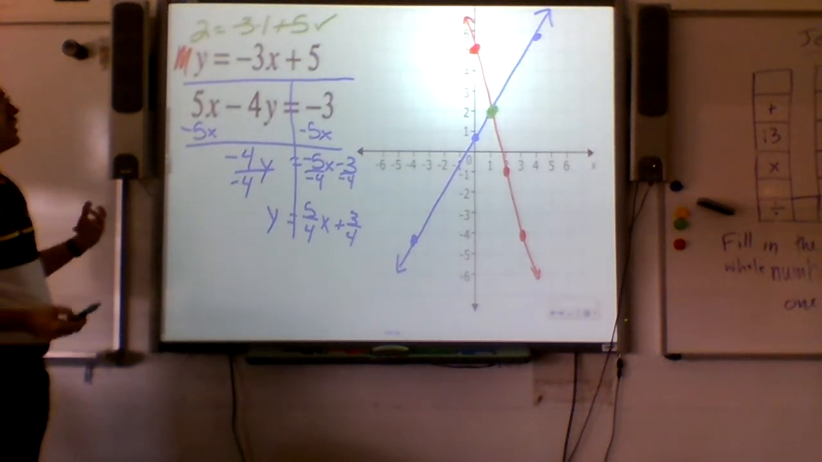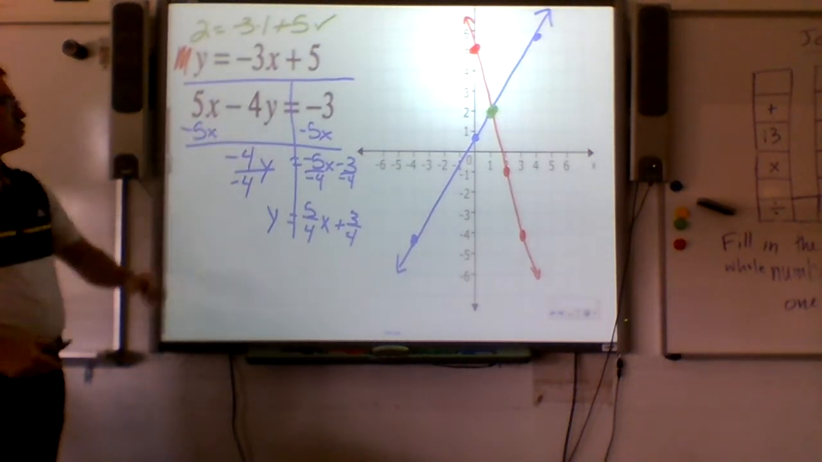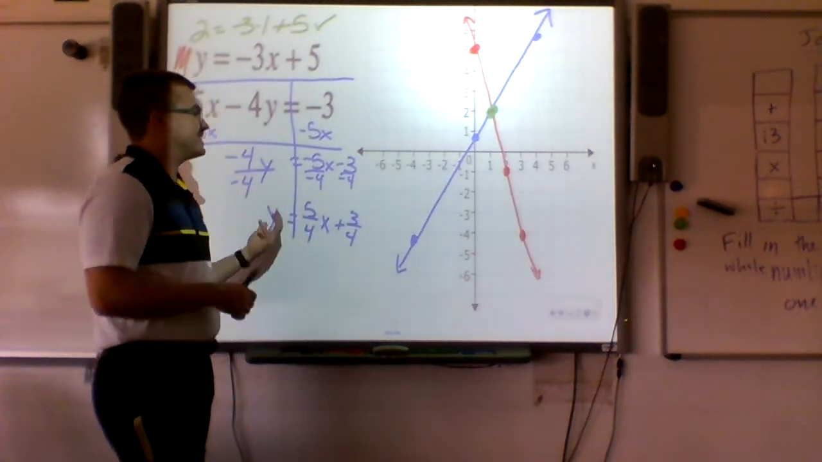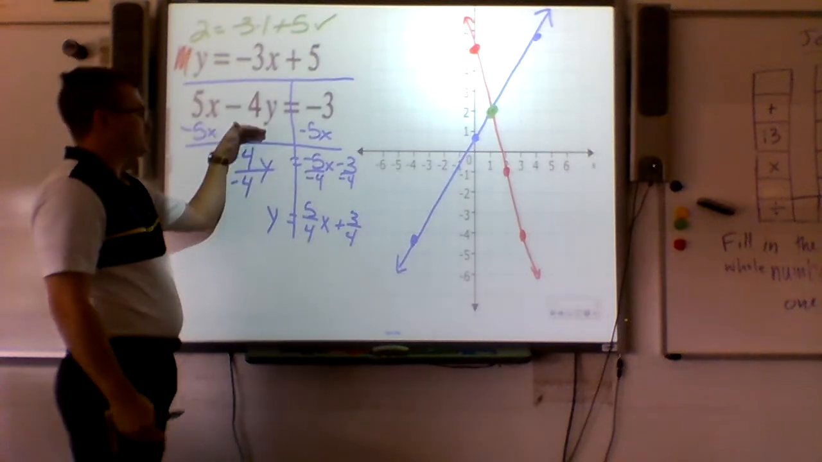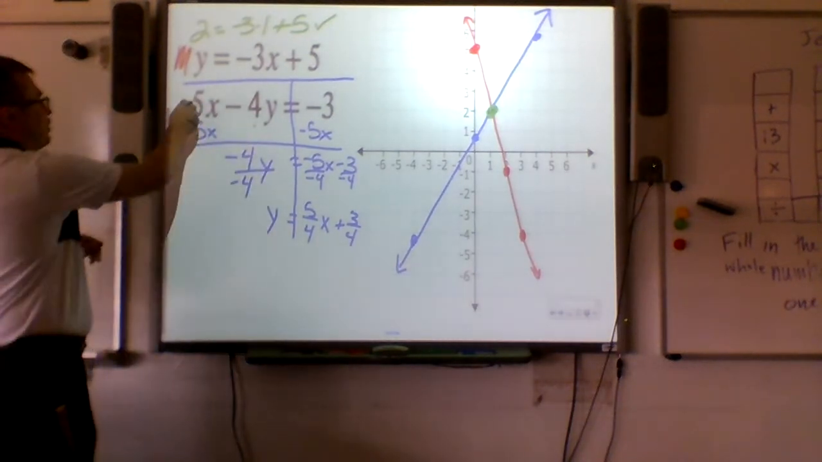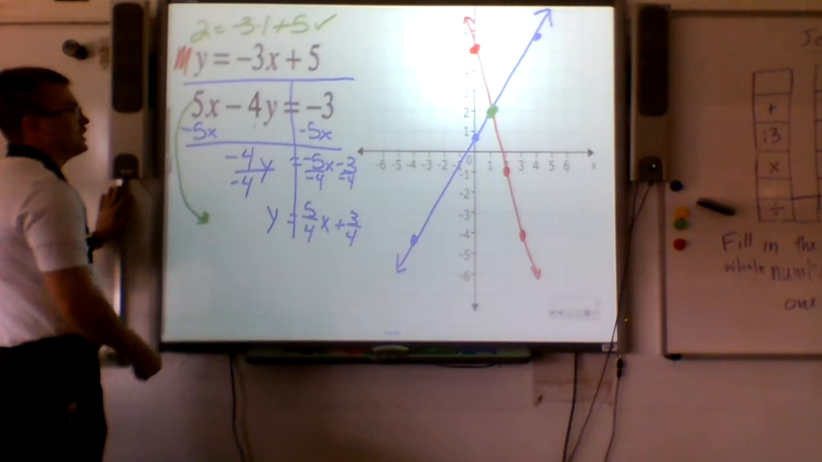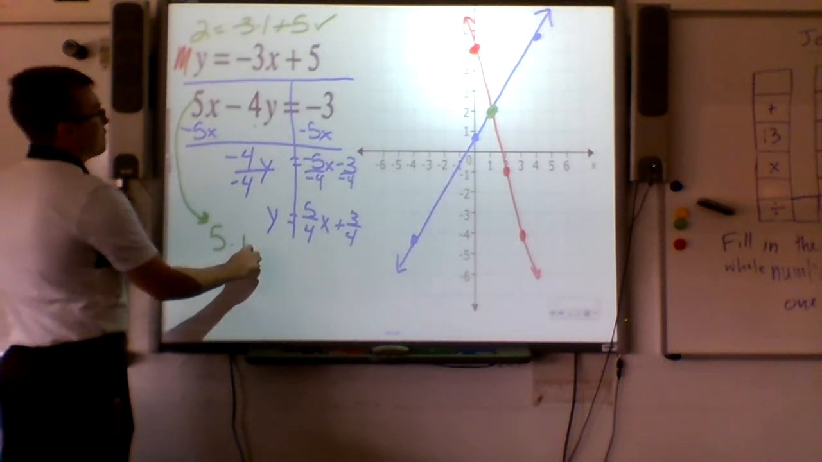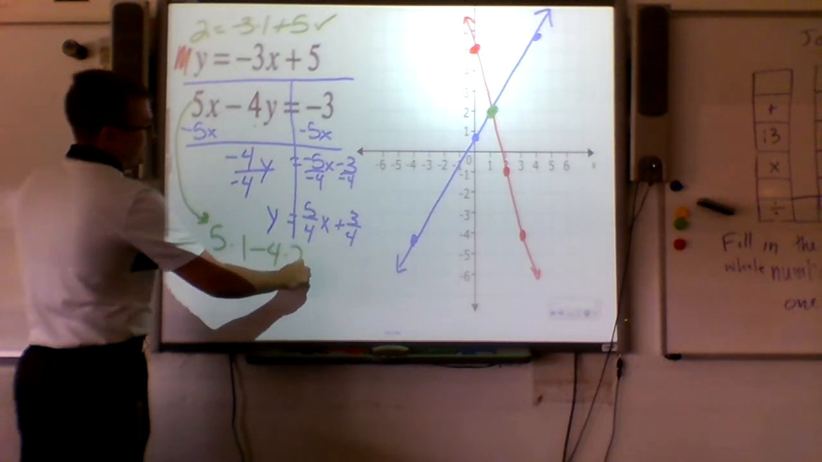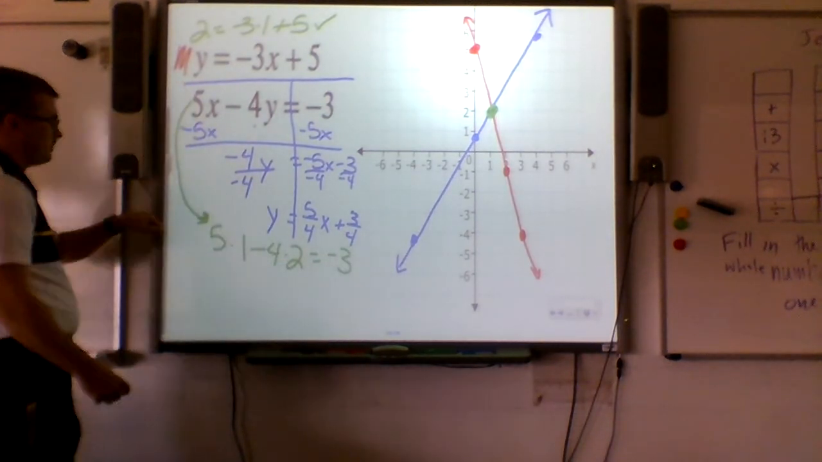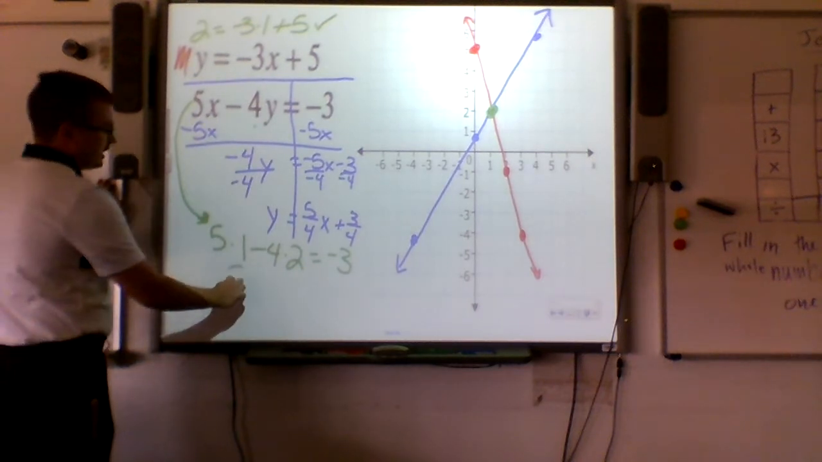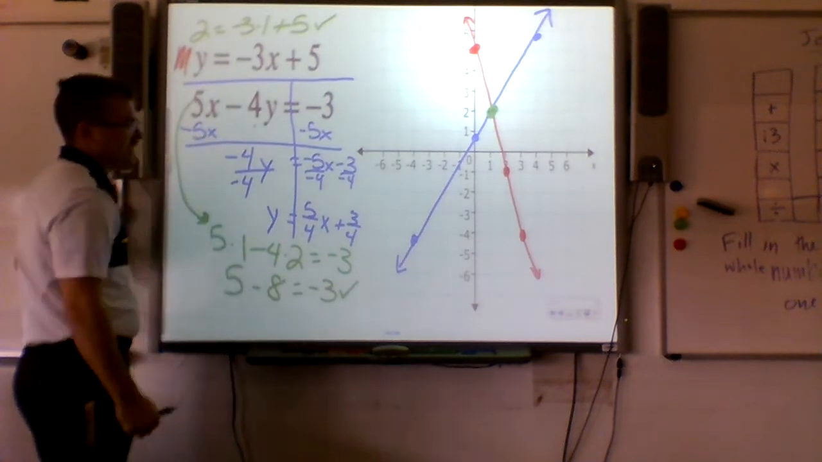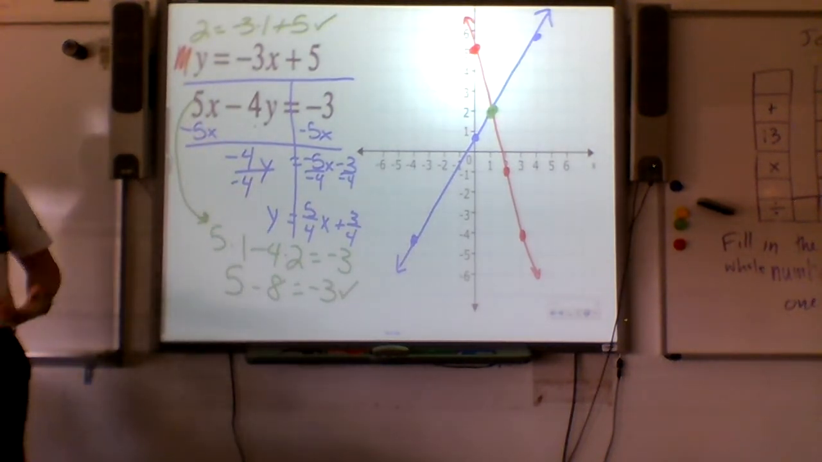Now, if we plug in (1, 2) into this one, I always like to plug it back into the original equation because sometimes the mistake might have been in converting it. So I'm going to go back and plug it into the original equation. 5 times 1 minus 4 times 2 equals -3. Well, 5 times 1 is 5. Minus 8 does, in fact, equal -3. So we lucked out here where it worked.